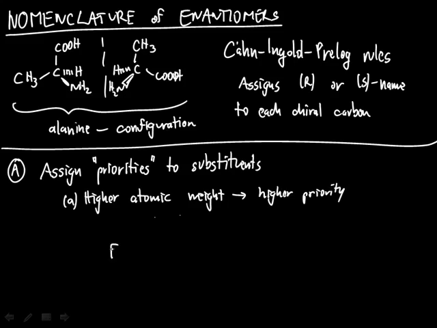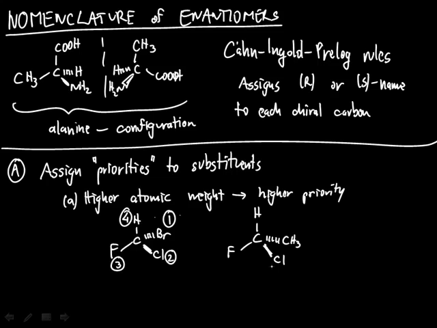So let's look at a simple system where we have fluorine, hydrogen, chlorine, and bromine attached to the same carbon. Here we would assign priority number 1 to bromine because it's the heaviest element, priority number 2 to chlorine, then fluorine, and then hydrogen. If we replace, for example, bromine here with a carbon, the CH3 group, then priorities would change. Now chlorine would be number 1, fluorine would be number 2, carbon, because it's lighter than fluorine, would be number 3, and then hydrogen would be number 4.